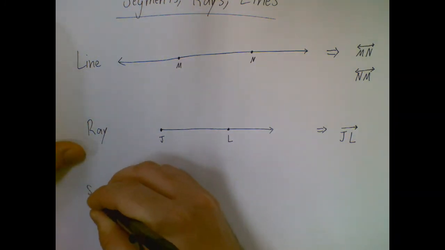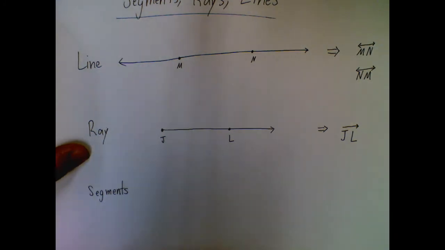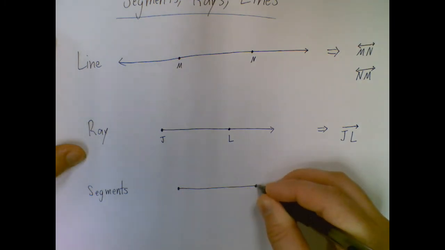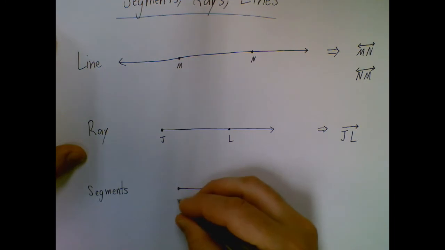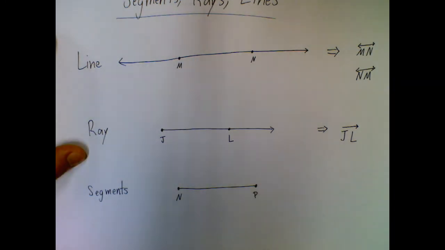And last but not least, we do have line segments, which are lines that are cut off on both sides. So they have a starting and an ending point. So they're going to start at a point and end at a point and not go past those points. So let's call that one N, and we'll call this one P.